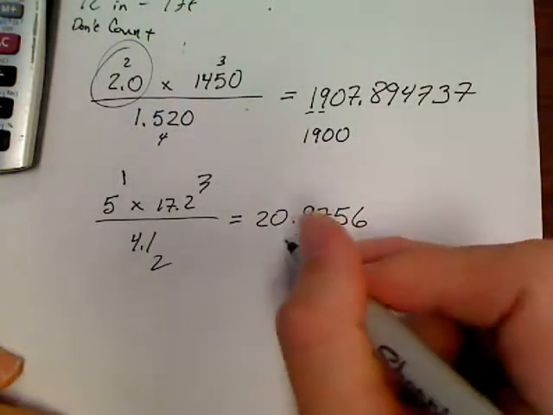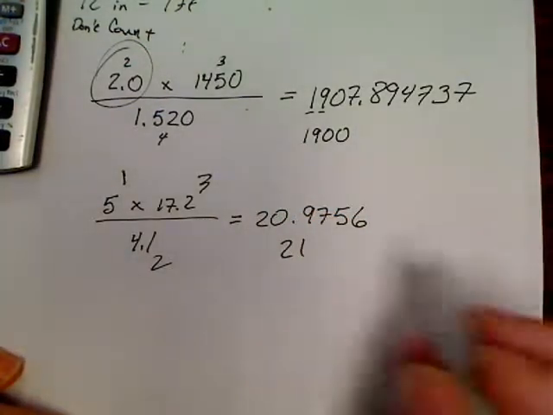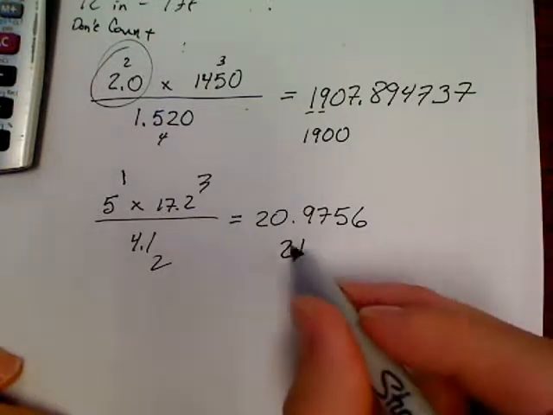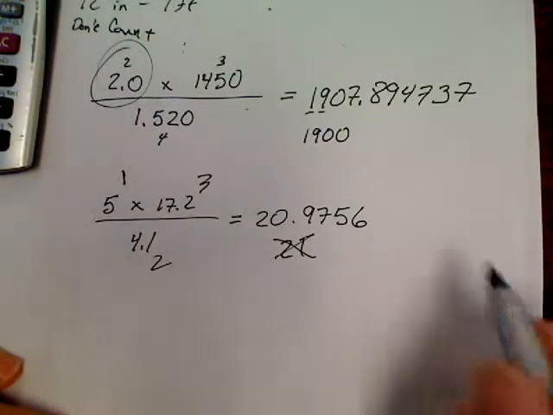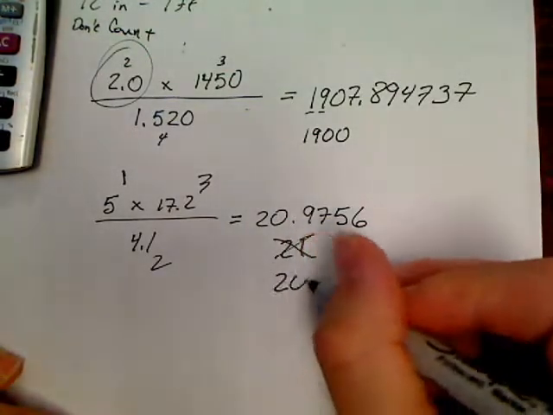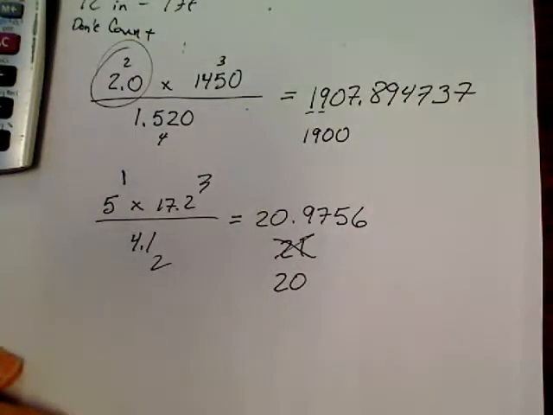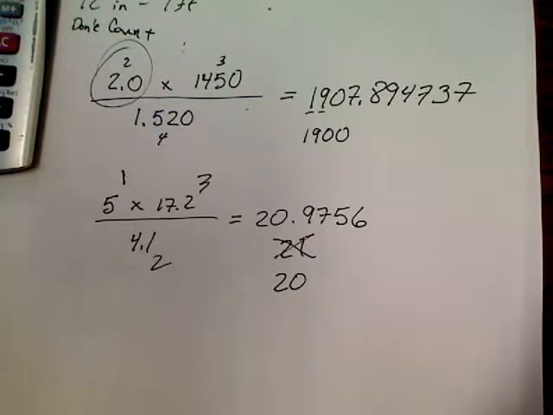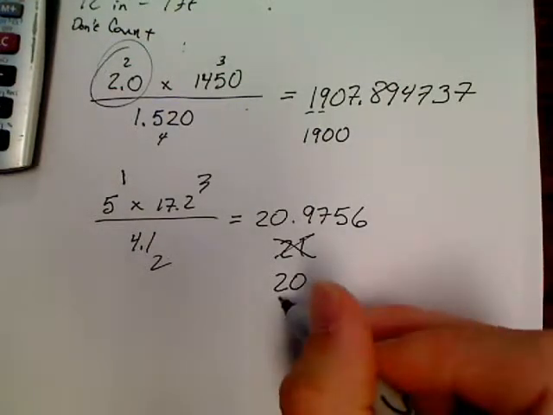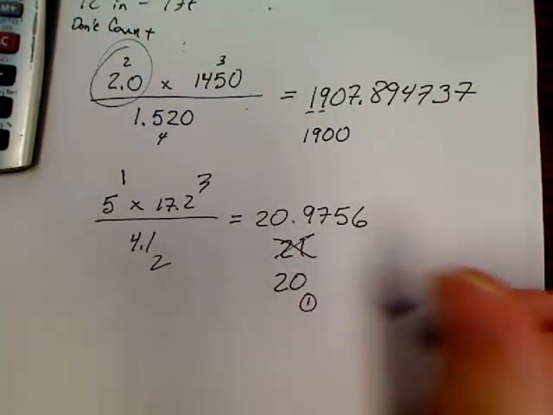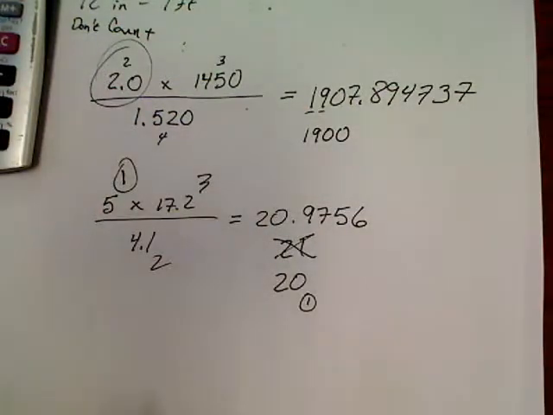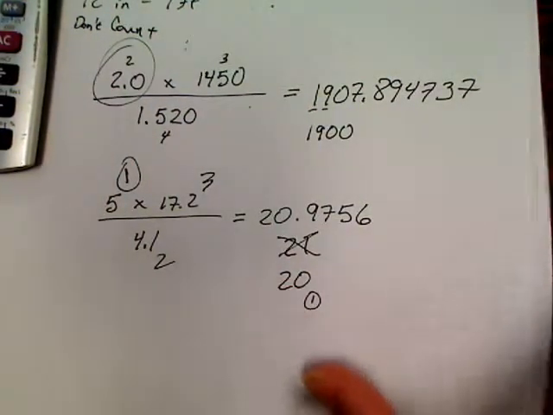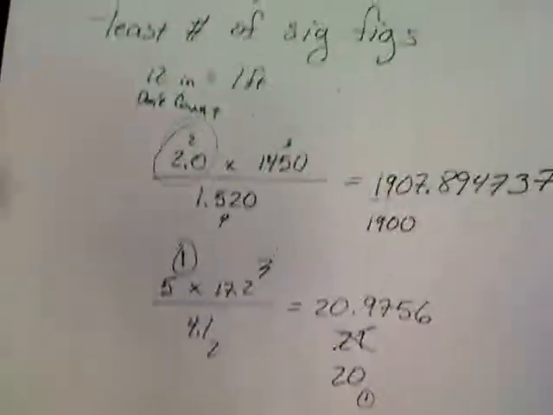So if you looked at this and rounded it to 21, you just gave it 2 sig figs. So that would be wrong. Your answer is just going to be 20. No decimal place. If you put a decimal in here, you're going to be getting more than one significant figure. The number 20 has 1 sig fig, just like this problem only had 1 sig fig. That's how you round off doing your sig figs with multiplying and dividing.